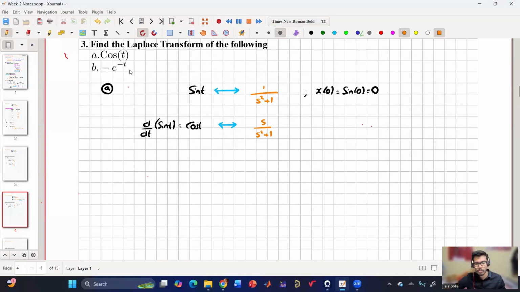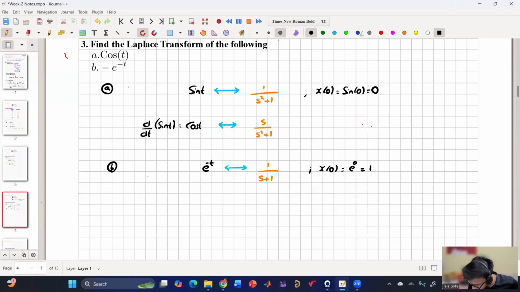Similarly, e to the power minus t, we have already solved. So now let us solve it. The Laplace transform of e to the power minus t is 1 by s plus 1, which is what we already know. But here, if we calculate x of 0, x of 0 is e to the power 0, which is 1. Here it is not 0, so it is 1.